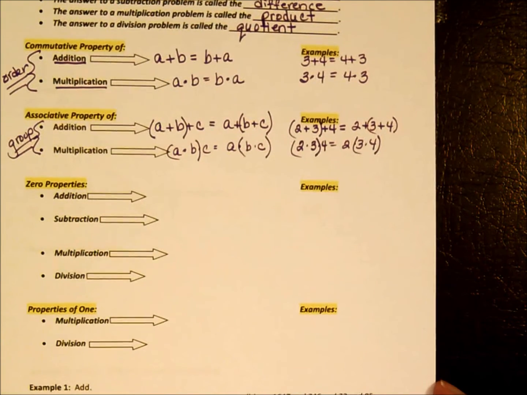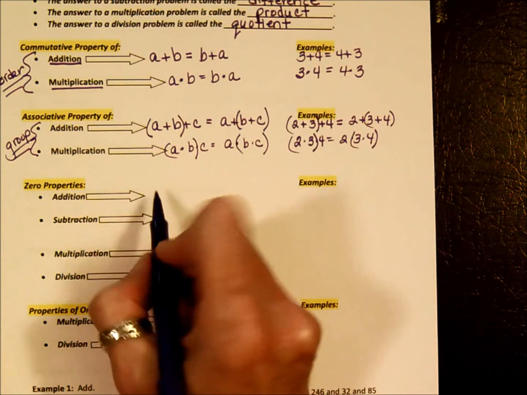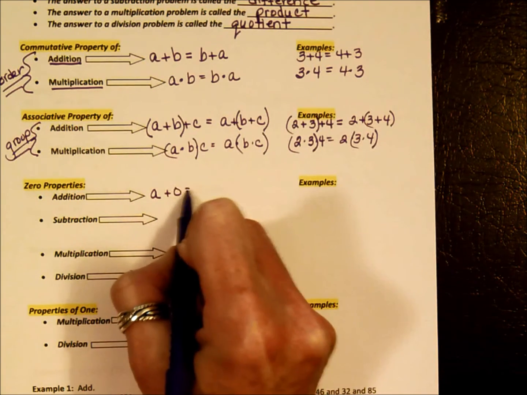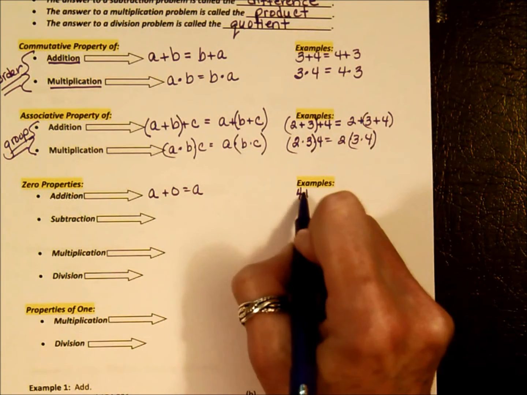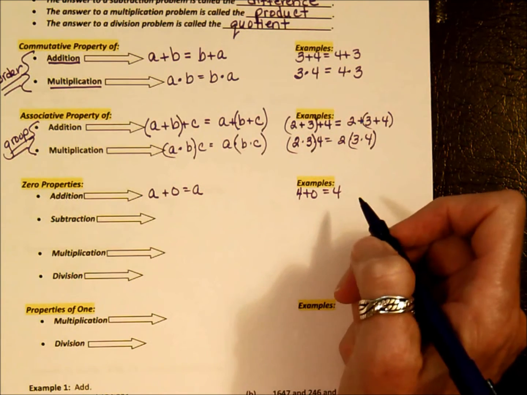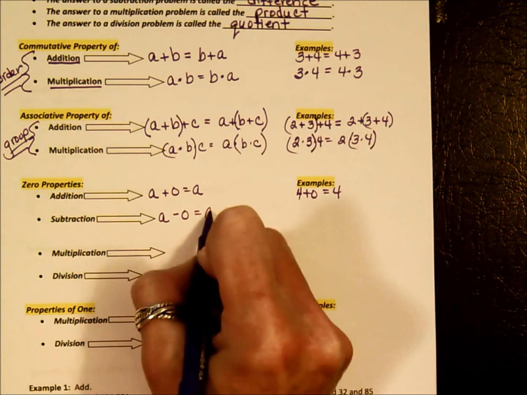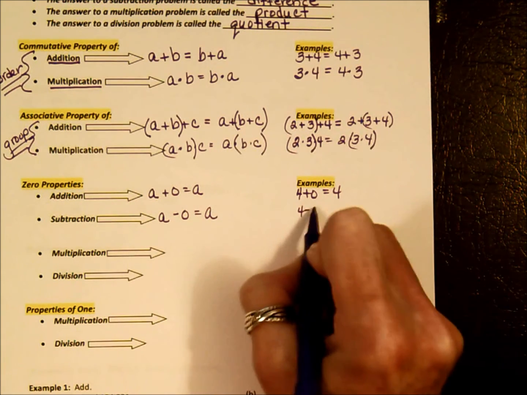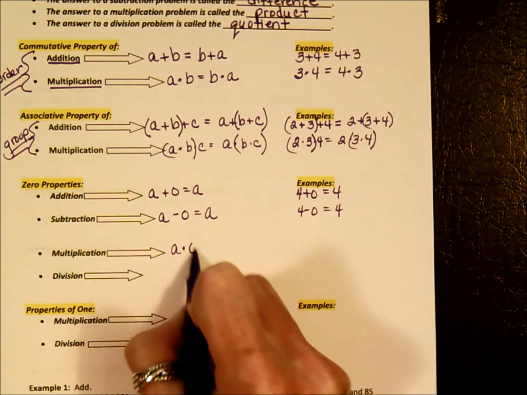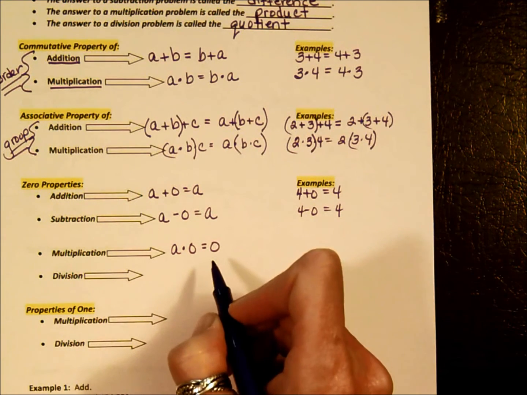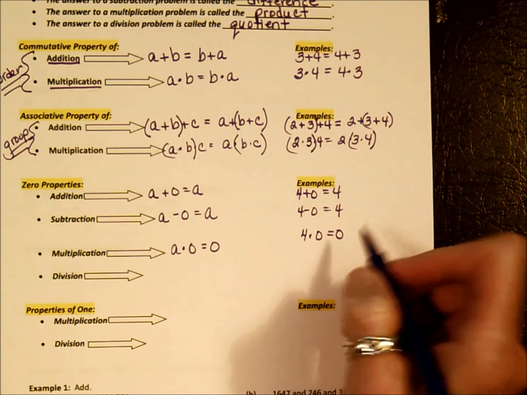All right, looking at the zero properties, we have 4 of them. The zero property for addition says if you start with a number and you add 0 to it, you just get back that number, and you know that again intuitively. So 4 plus 0 is just 4. For subtraction, this one does have subtraction. If I start with a number and I take nothing away, obviously I get what I started with. So 4 minus 0 is 4. Multiplication says if you multiply by 0, you always end up with 0. So 4 times 0 is equal to 0.